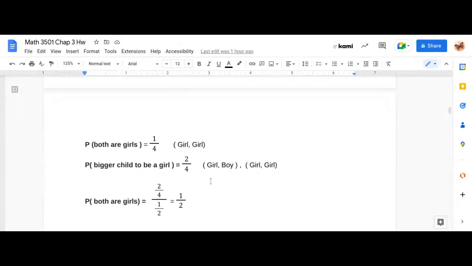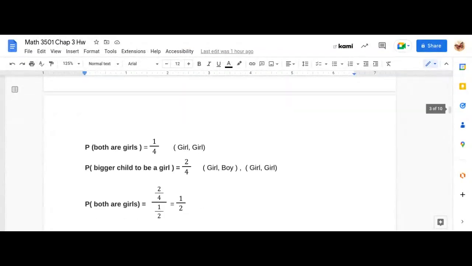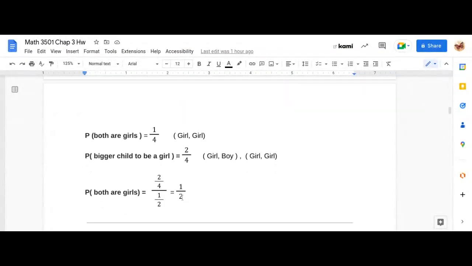Hold on. Both are girls is 1/4, isn't it? 1 out of 4. Yes, I'm sorry, that was a typo. You don't need to do this division, 2/4 divided by half. This is 1 out of 4. What's 2/4 divided by half? You don't need this step. Just 1 out of 4, because you have 4 outcomes and this is just one of them. Okay.